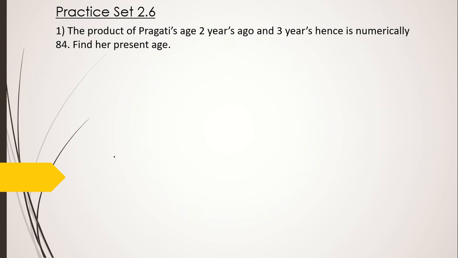We have already solved word problems in practice set 1.5 also, but there we had two variables x and y because those were linear equations in two variables. But here, since these word problems are based on quadratic equations, we will have only one variable. So you have to keep in mind, in the exam both will come together.